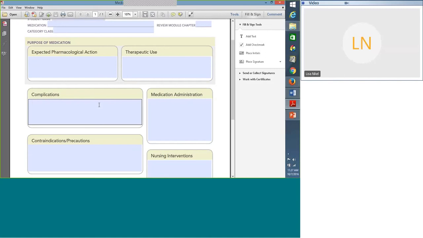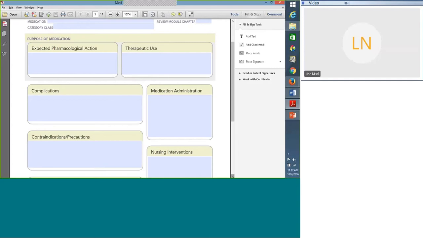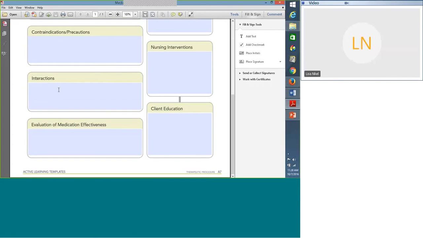Each of these categories, expected pharmacological action, is what we expect the drug to do. What is it used for? How is it administered? You can include the main route of administration and dose here. What are some of the complications? What are contraindications or precautions? Nursing interventions, interactions with other medications or foods or herbs, evaluation, how are we going to evaluate to know that it's effective, and what should we be teaching our clients about?